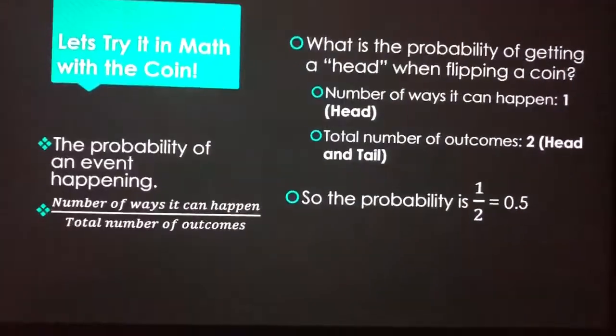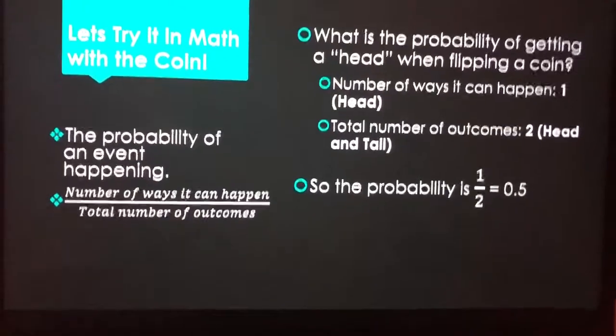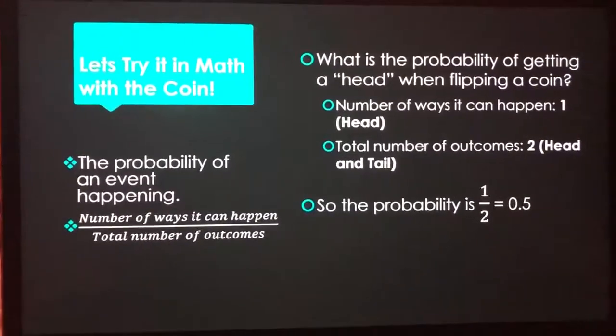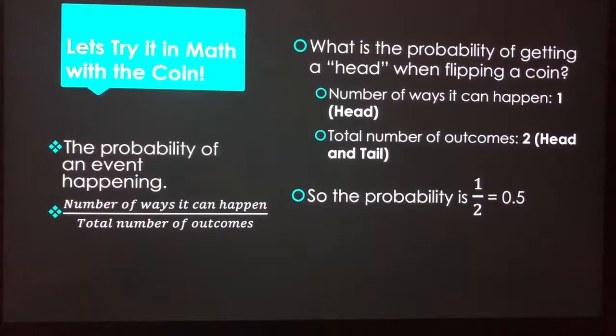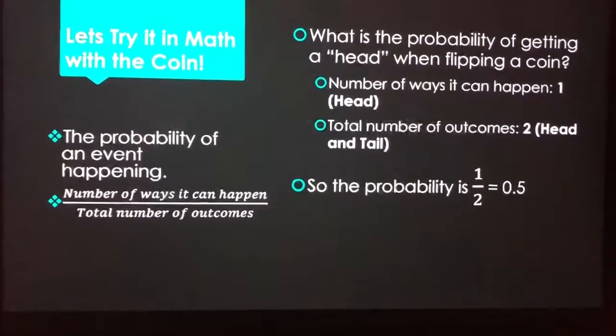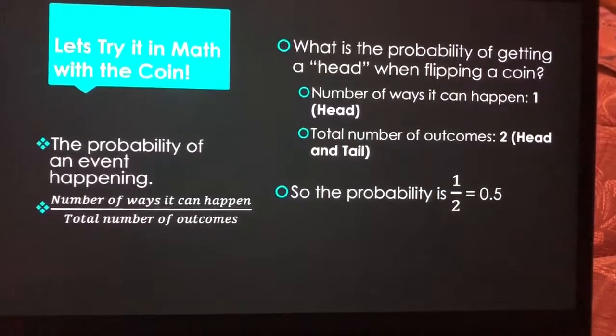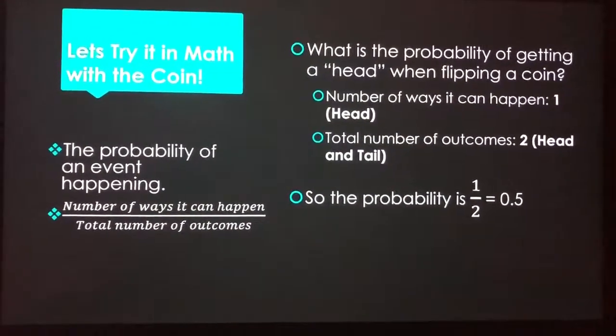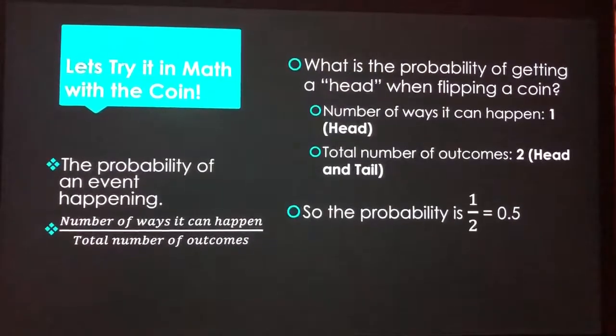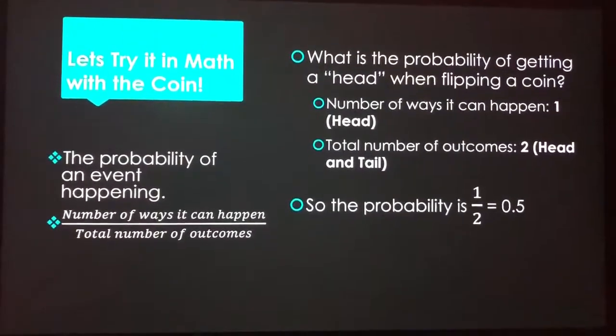Alright, so we're going to try this example in math. So we're going to see how it all connects. So, the probability of an event happening, which gives us our fractions, is the number of ways it can happen over the total number of outcomes. So here's our question. What is the probability of getting a head when flipping a coin?